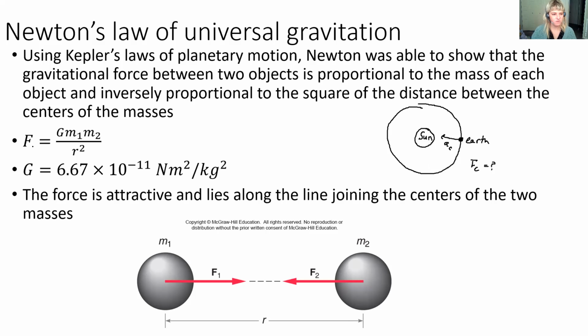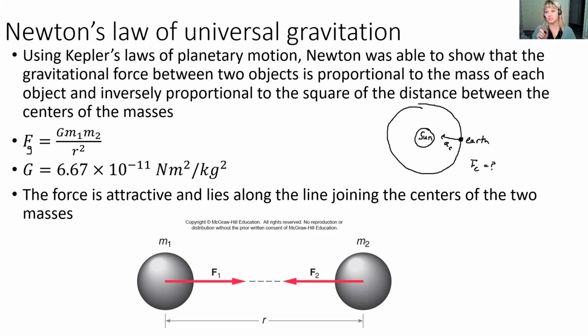The gravitational force between two objects, I'll subscript G here to remind us that it's the gravitational force between two objects, is equal to capital G m1 m2 over r squared, where m1 and m2 are the masses of the objects. R is the distance between the centers of those two masses. And this capital G is called the gravitational constant.